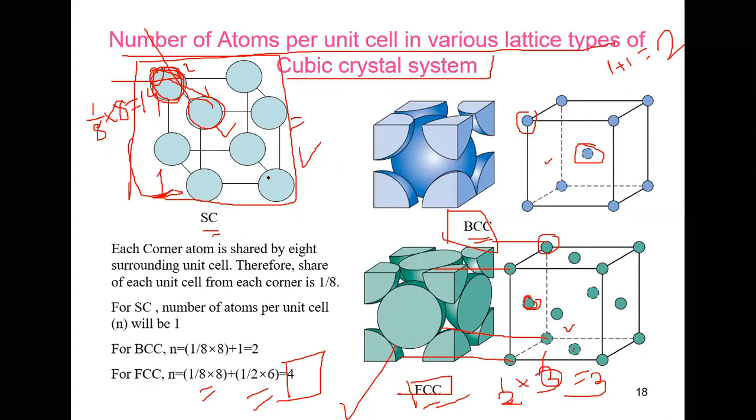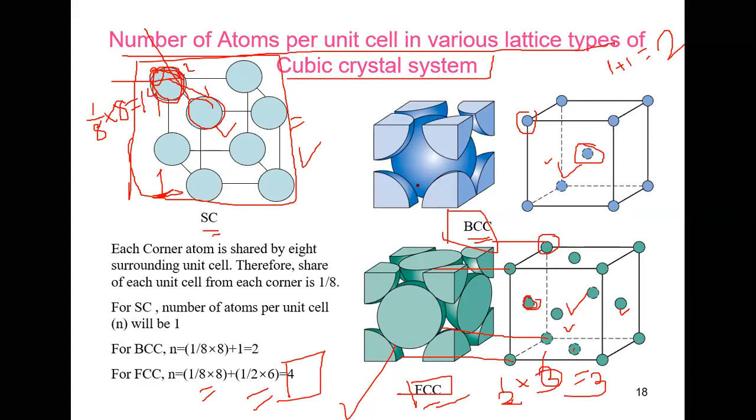So the number of atoms per unit cell is 1 in this case. The number of atoms per unit cell is 2 in the case of body centered cubic crystal, and the number of atoms is 4 in the case of face centered cubic crystal, and R equals a by 2 in the first case, root 3 a by 4 in this case, and root 2 a by 4 in this case. Now, what would be the immediate effect of these numbers of atoms?